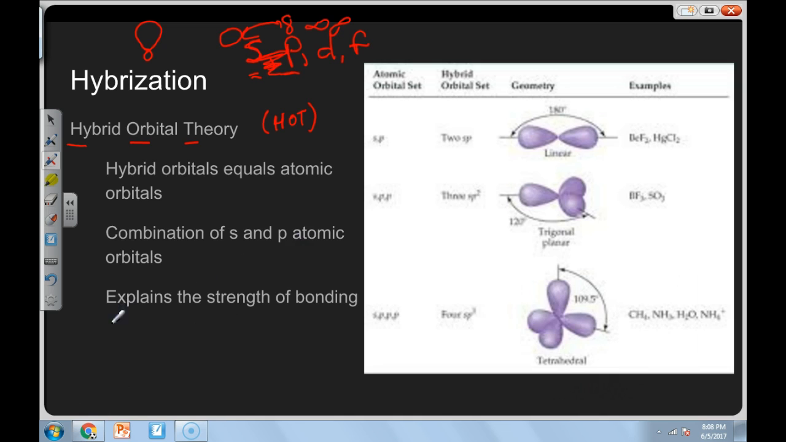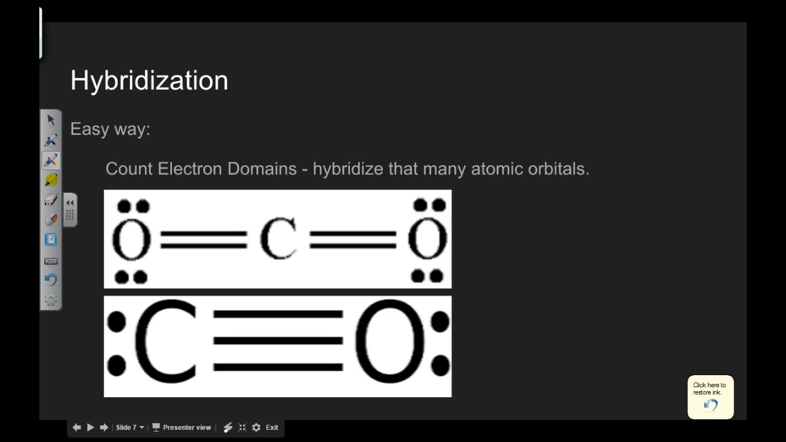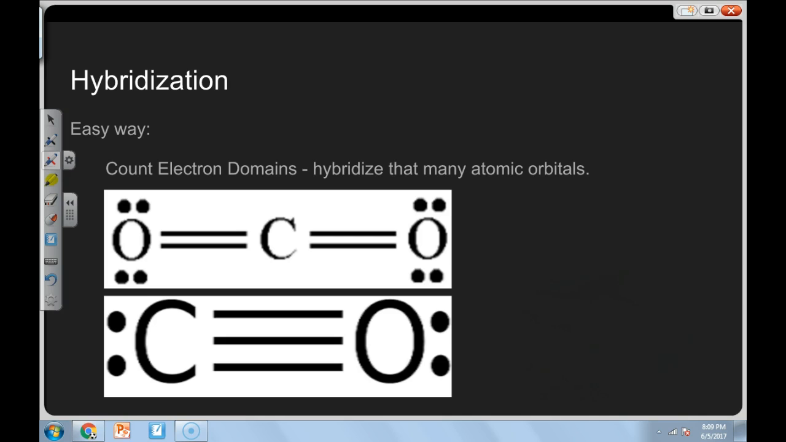But in terms of theory, what hybrid orbital theory is able to do is explain why bonds are so strong. And so that explains why you have single, double, triple bonds and why they're stronger as you get more and more of them. Okay, so here's the idea. Here are the pictures. You can see these guys and what ends up happening.